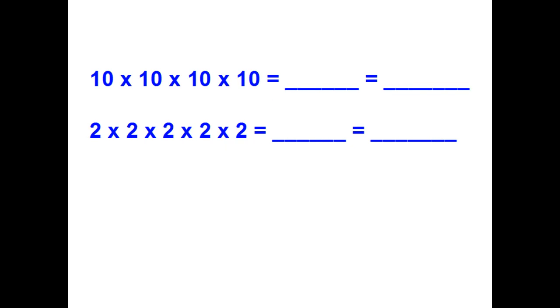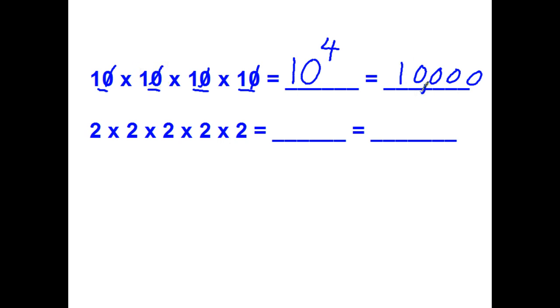Stop the video. Here's a couple for you to try out. So my base number is 10. How many of them do I have? 1, 2, 3, 4. So it's 10 to the 4th. When I want to work it out, I'm just going to go like this. 1, 2, 3, 4. And then what am I left with? 1 times 1 times 1 times 1.